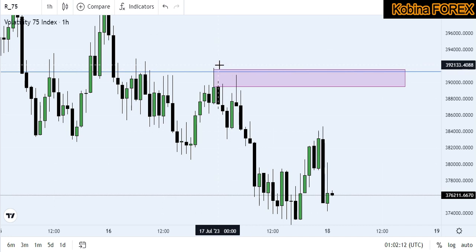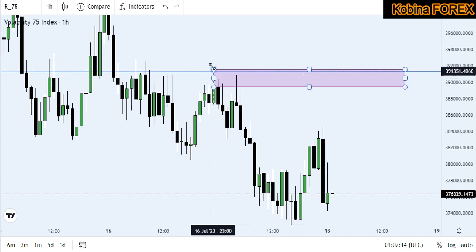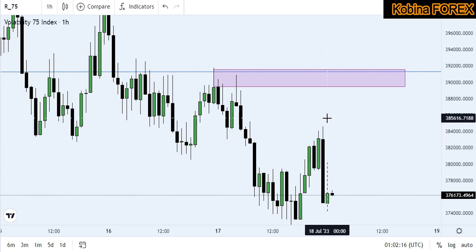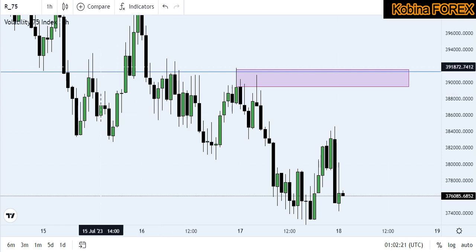Where do you put your stops? You put your stops above it, just above this high. You put your stops here and then you are good to go. So this is just a quick review on volatility 75.